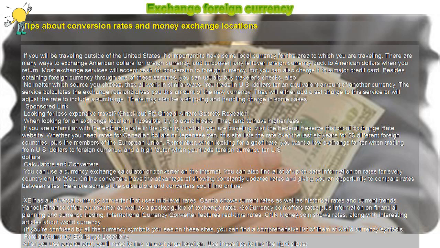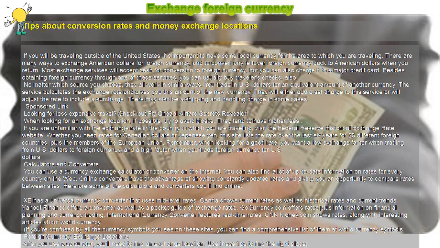International Currency Converter features real-time rates. CNNMoney.com shows rates, along with interesting articles about world currency. If you're confused by all the currency symbols you see on these sites, you can find a comprehensive list of them at World Currency Symbols.